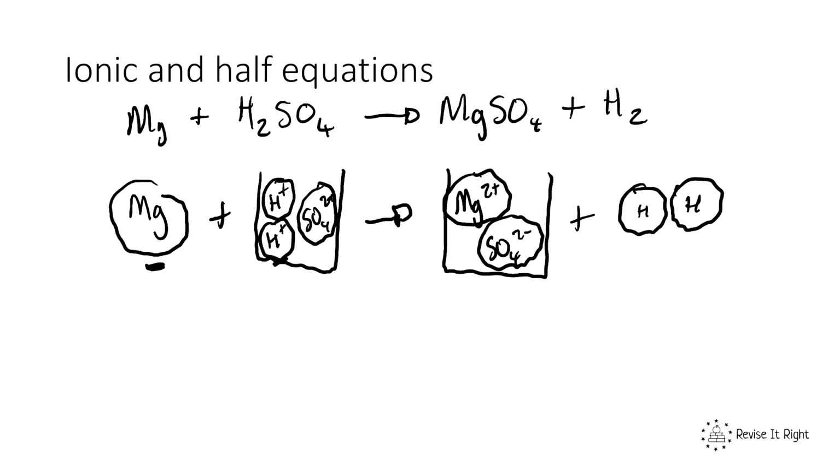And what's happened is that the magnesium atom has become a magnesium ion. It's become 2+, and therefore magnesium has lost 2 electrons.